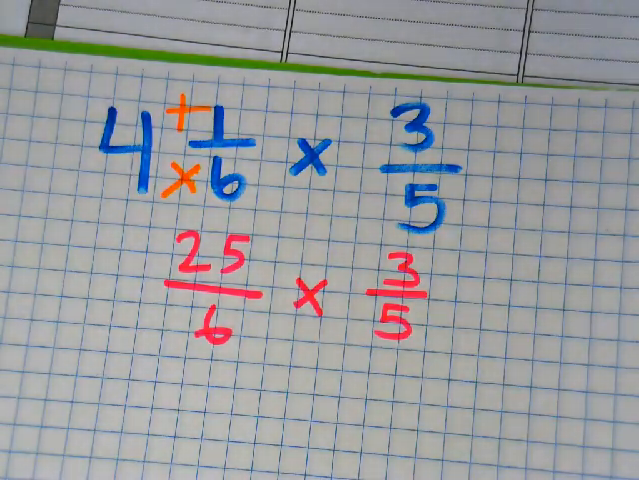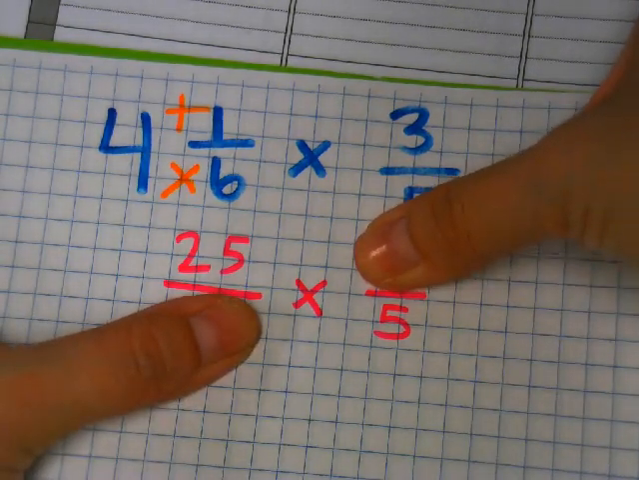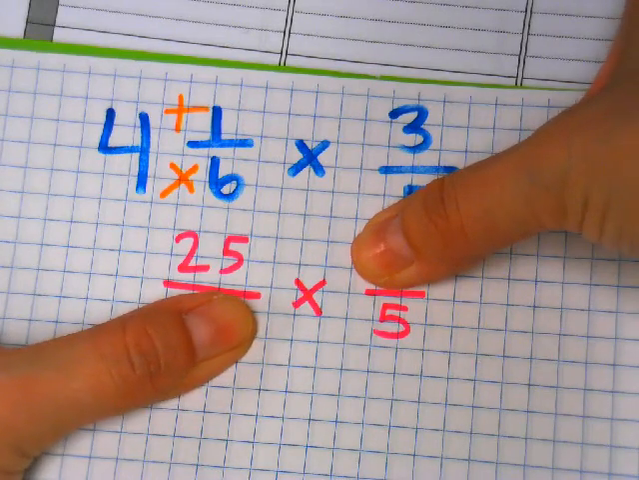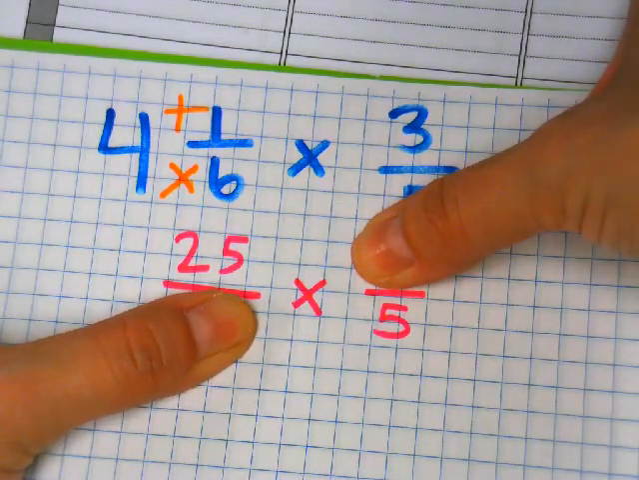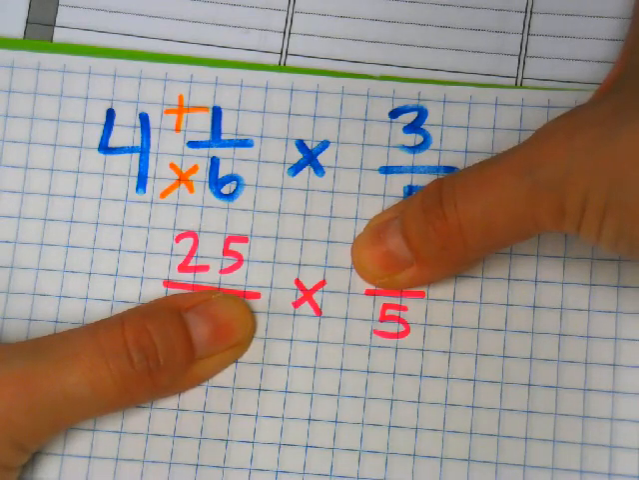Check the corners. Because guess what? I can simplify both corners. So let's do 25 and 5 first. Does it matter which one I do first? No. What can I divide 25 and 5 by? 5. All right, do it. So divide both of these by 5 before I multiply. Divide both of these by 5. And? What's the other number?